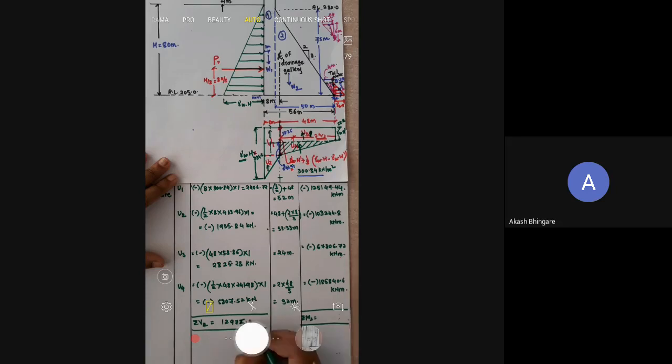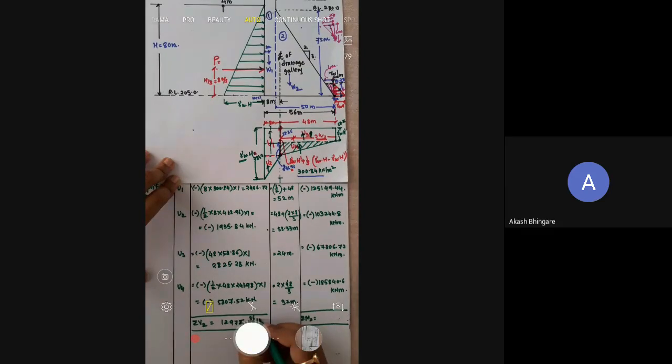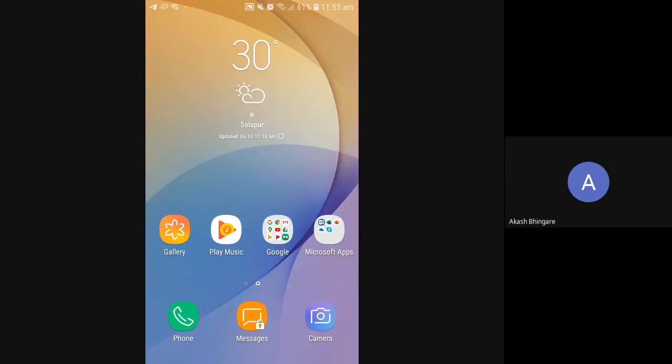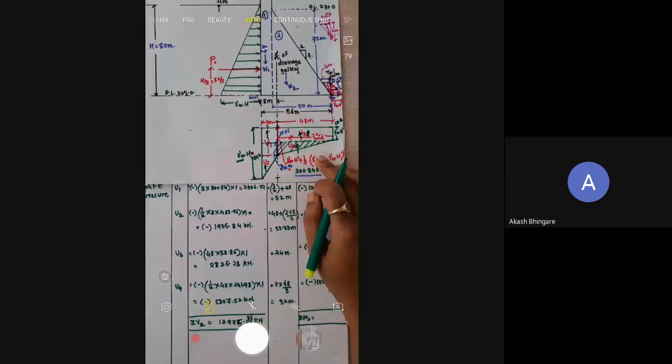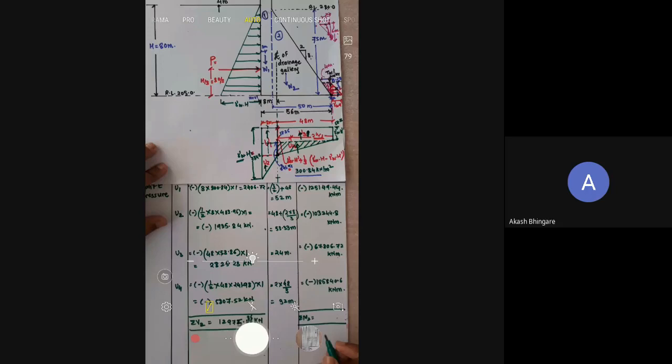Point 48. Sorry, how much is it? 36. Now about movement. Yes, it is 48 with the sign negative. Okay, 482, 041.56.